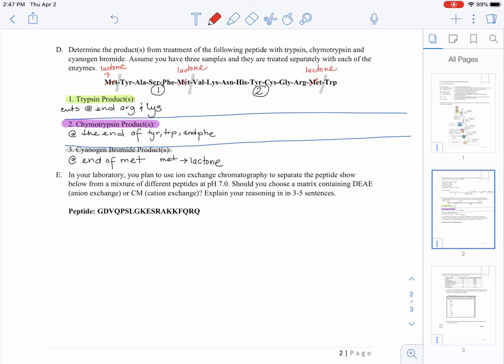And lastly, the reason why I don't count that last tryptophan, okay, is because once we form that last lactone, we're going to have a single amino acid. You need at least 2 amino acids linked to one another in order to have a peptide. So there's only 2 peptides formed when we treat the highlighted peptide given with cyanogen bromide.